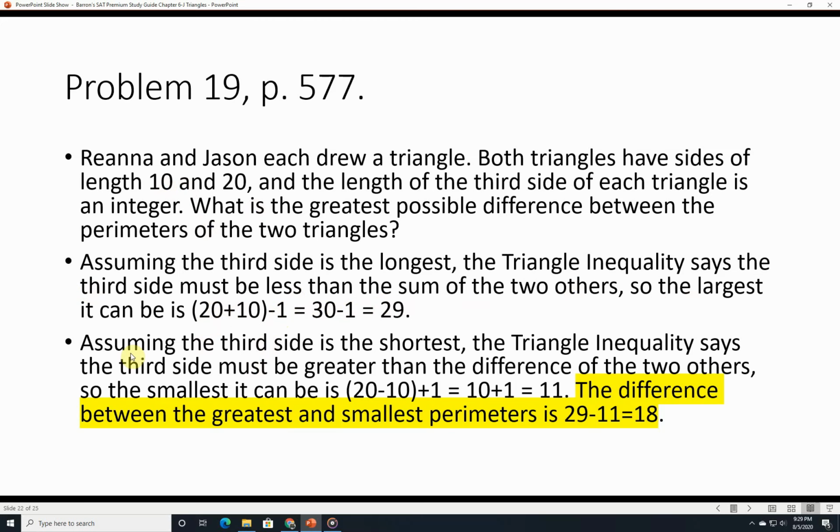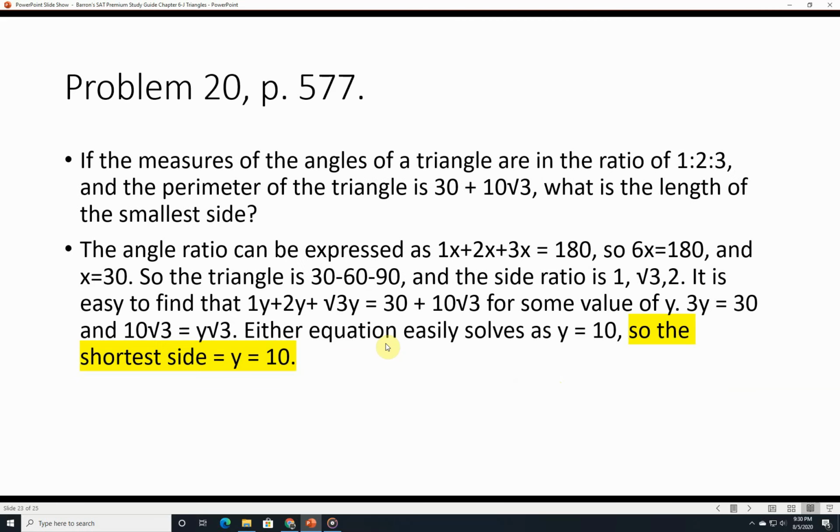Alright, so let's assume the third side is the shortest. The triangle inequality says the third side must be greater than the difference of the two others. So the smallest it can be is 20 minus 10, which is 10, plus 1 is 11, again because it has to be an integer. So the difference between the greatest and smallest perimeters is 29 minus 11, which is equal to 18.